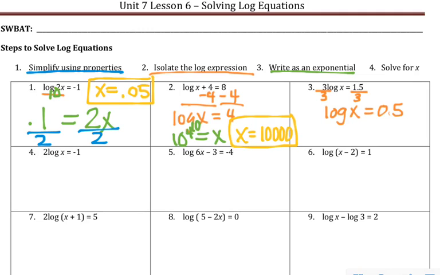Now we need to do our little loop around, change it into an exponential. What exponential equation could I write? 10 to the 1/2 equals x, or 10 to the 0.5. Either way you want to write it, decimal or fraction, equals x. So now I need my calculator. What's 10 raised to the 0.5 power?